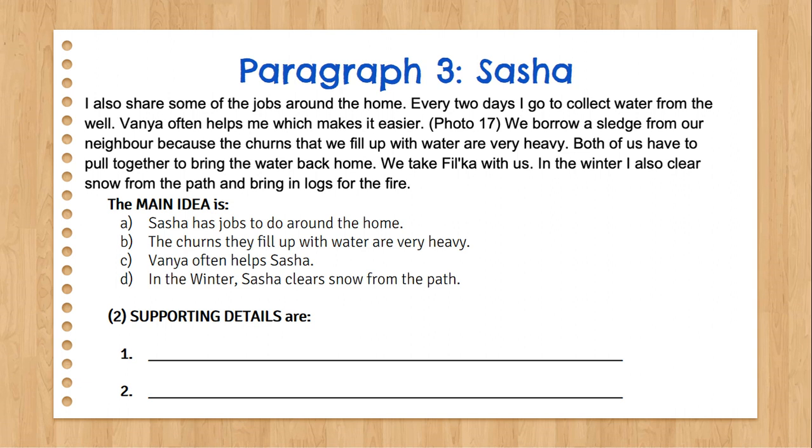So again, you're going to choose from A, B, C, or D. So is the main idea A, Sasha has jobs to do around the home. B, the churns they fill with water are very heavy. C, Vanya often helps Sasha. Or D, in the winter, Sasha clears snow from the path. So choose if it's A, B, C, or D, and then write your 2 supporting details for this. Okay, and remember to pause the video.